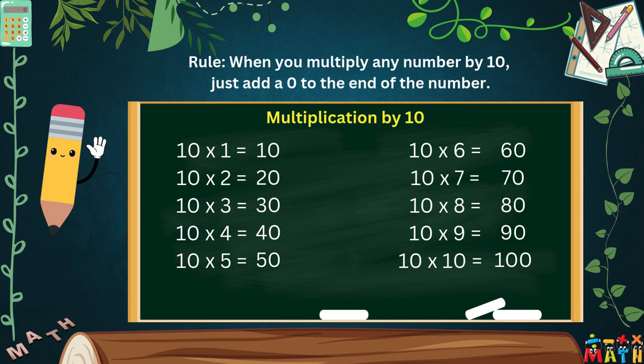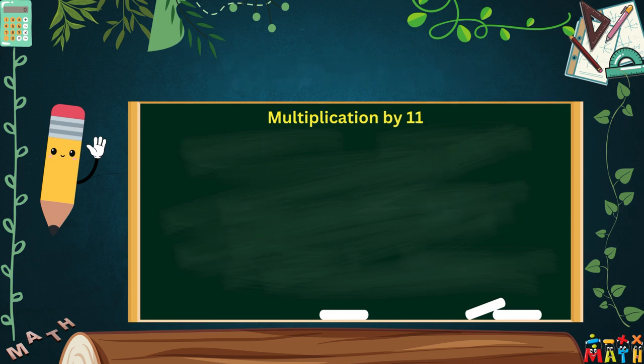10 times 6 equals 60. 10 times 7 equals 70. 10 times 8 equals 80. 10 times 9 equals 90. 10 times 10 equals 100. Let's move on! Multiplication by 11.